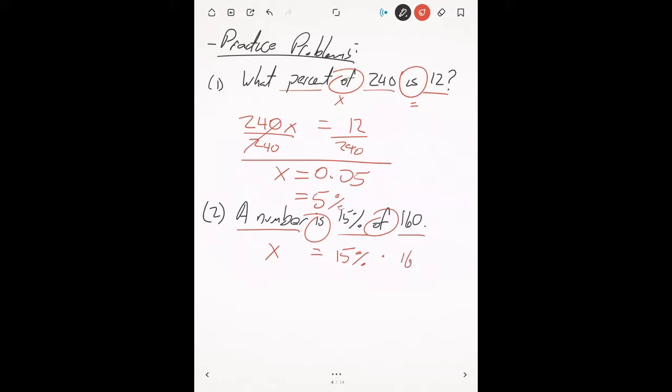15% and 160. Now keep in mind though, I can't do anything with 15%. When it's a percentage, I can't work with that. I have to put it as a decimal. Remember, 15% is 15 over 100, which is 0.15. We just moved that decimal place 2 over, okay? So x equals 0.15 times 160. Now let's see, if we multiply those together, we get x equals 24.